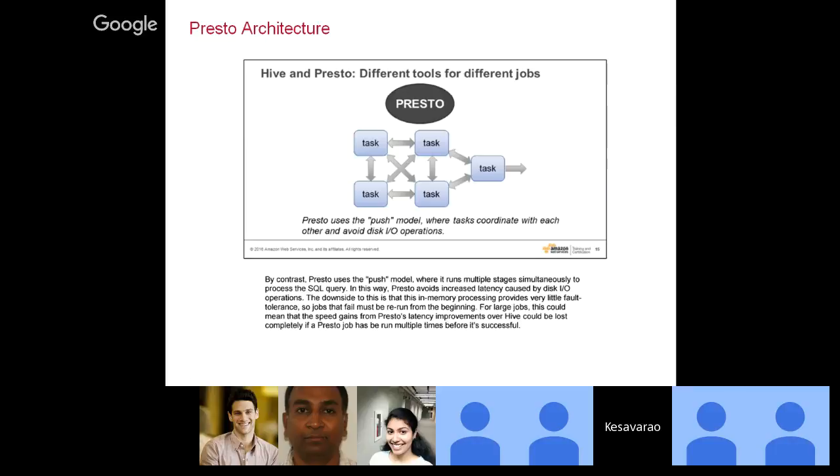So here, this architecture is also very similar to what you saw earlier, like it's going to be more like a push model where tasks coordinate with each other. And the good advantage in this one is it doesn't need to have any IO operations with disk. I mean, it will try to minimize IO operations. That's why it's faster. Okay.